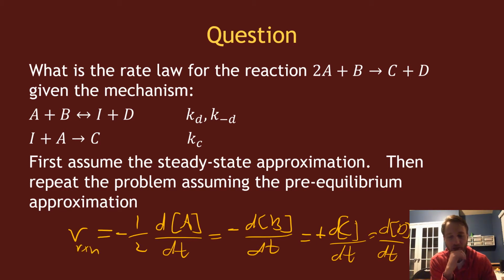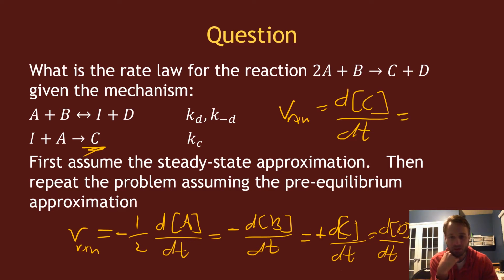I can get my rate law by finding out what these changes in concentration equal, and I can pick any of these four. So I'm going to pick C. C only appears in the second equation, so I'm going to say the rate of my reaction is related to dC/dt, which in this mechanism happens to equal just Kc times I times A.